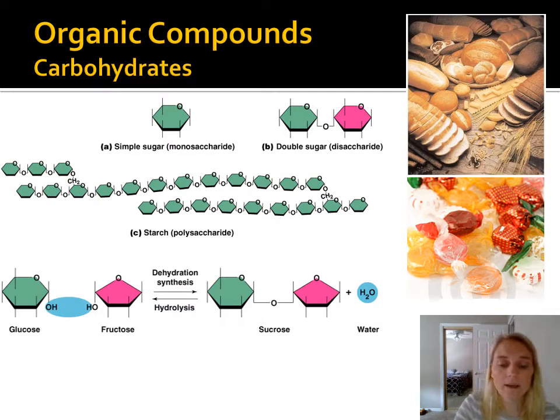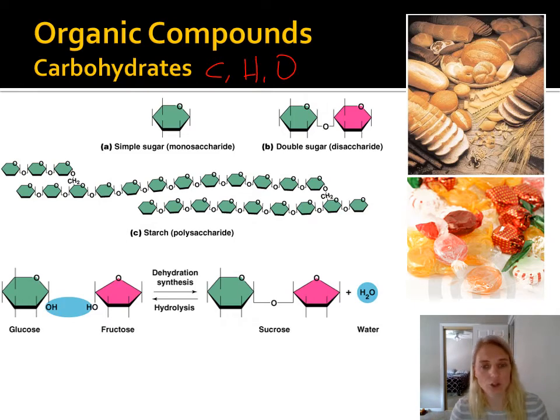Carbohydrates are only made up of carbon, hydrogen, and oxygen. They don't have any nitrogen in them. And there's some various types of carbohydrates: simple sugars or monosaccharides, things like glucose, would be an example.